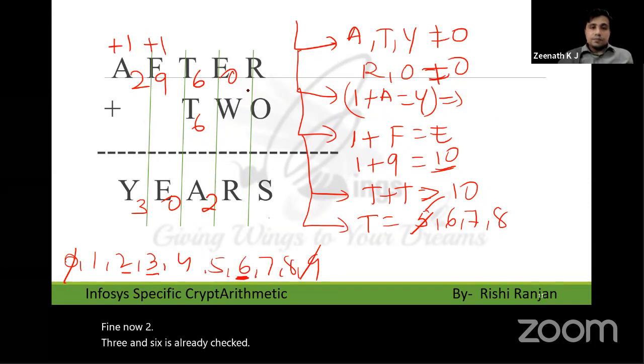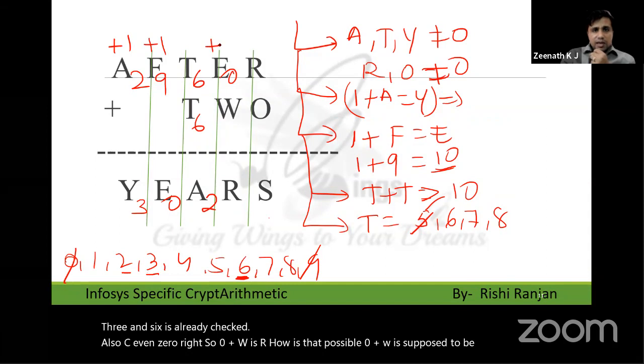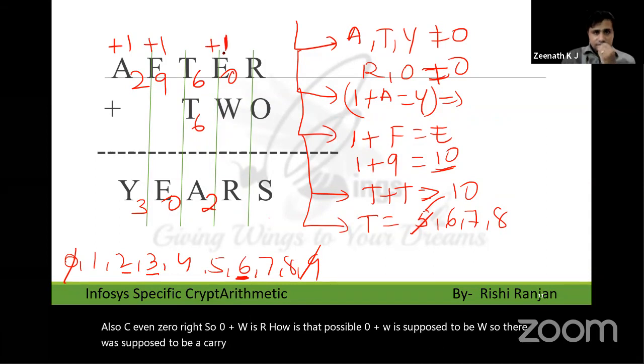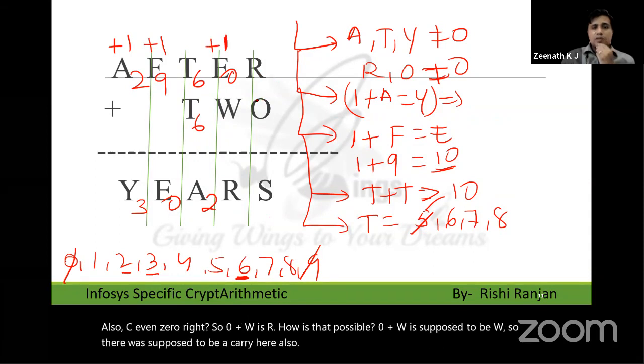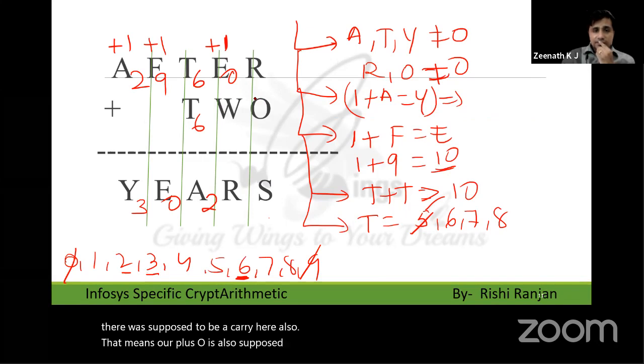Okay. Now, also see, E was 0, right? So, 0 plus W is R. How is that possible? 0 plus W was supposed to be W. So, there was supposed to be a carry here also. That means R plus O is also supposed to be bigger than 10. Now, R plus O can be what?